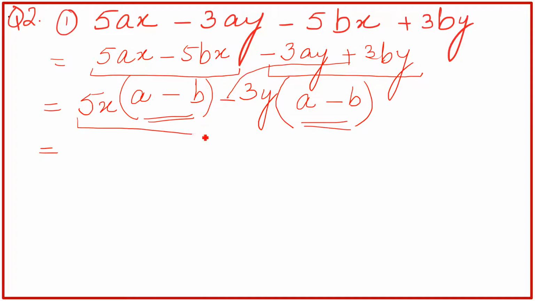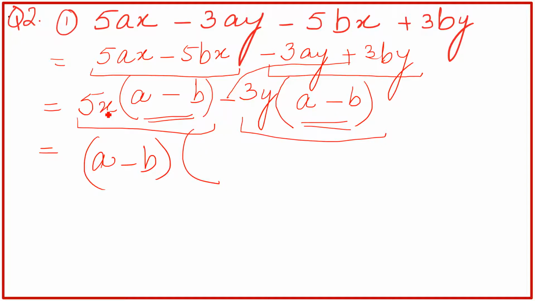Now from this and this, we can take a minus b as a common, and we have to write it only one time. a minus b is here, a minus b is here. What is left here? Only 5x. And what is left here? Negative 3y. So (a minus b) into (5x minus 3y) is the answer.